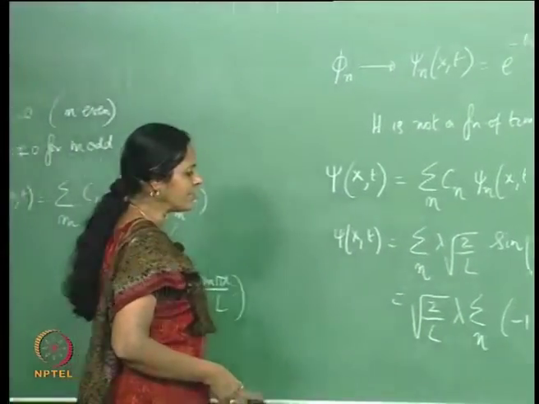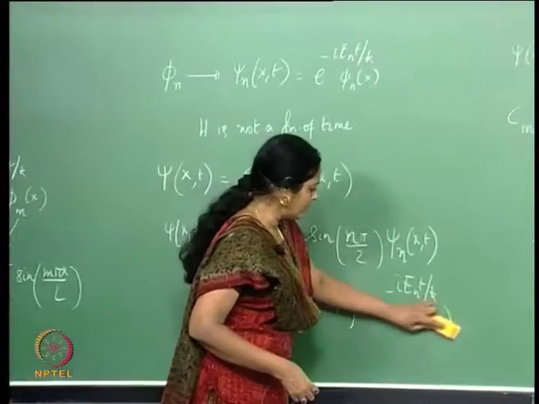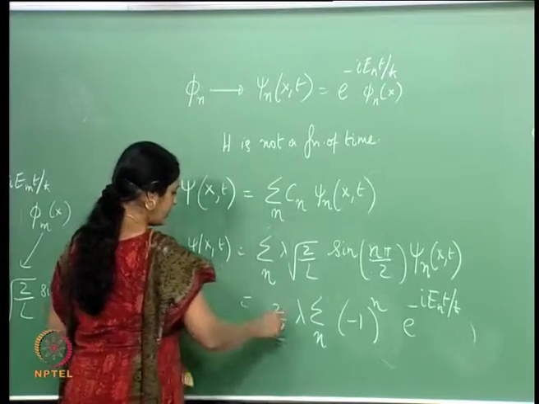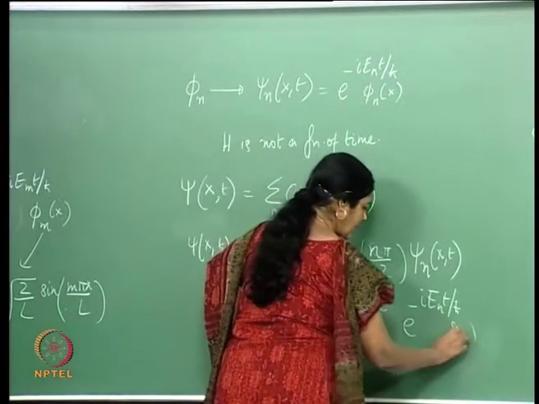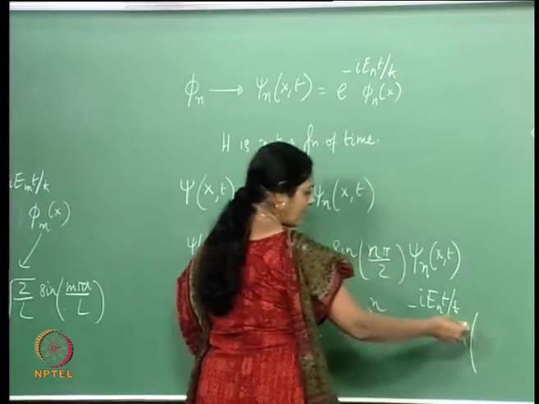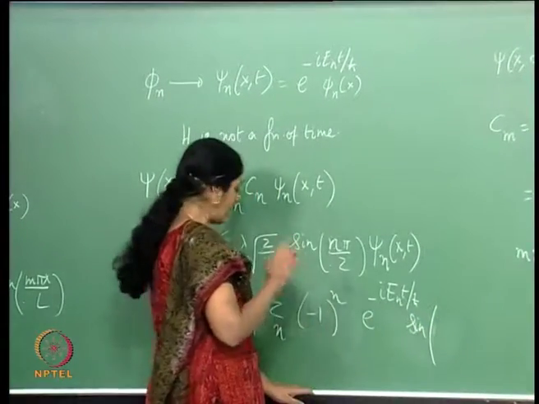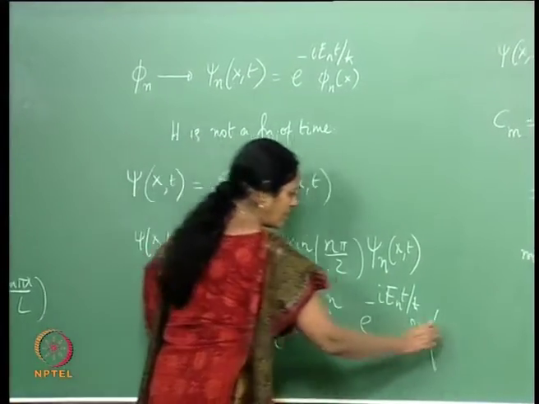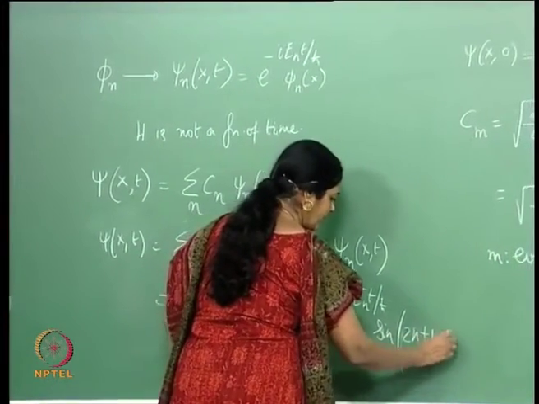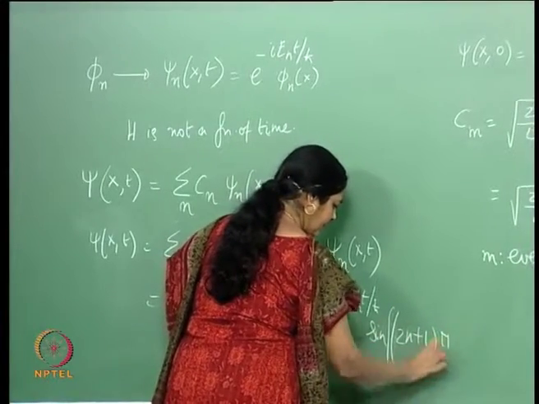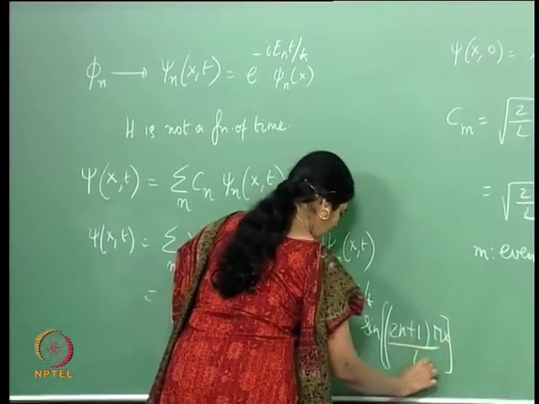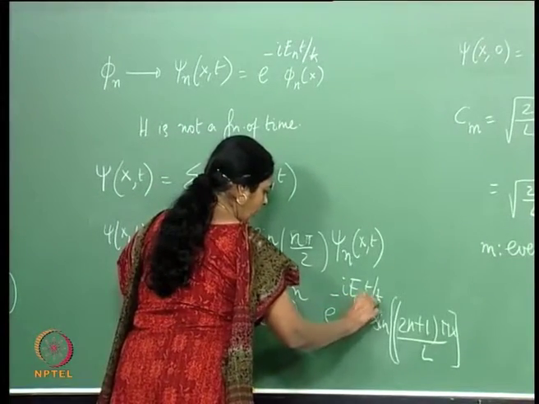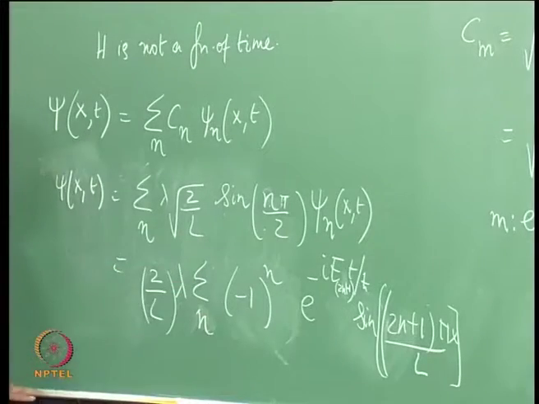And this is what I have, and if I also substitute for phi n of x, I pick up a 2 by L here times lambda sine n pi x by L only for n odd. So, let us say this is a summation over n of sine of 2n plus 1 pi x by L, and this n is again really an odd number 2n plus 1, where n runs from 0 to infinity.